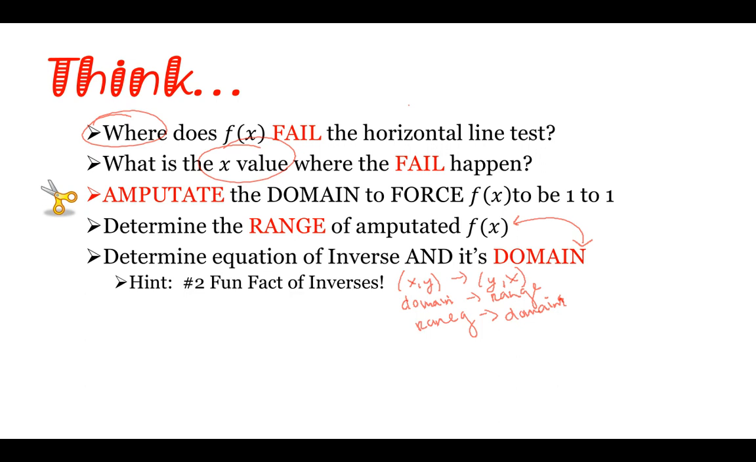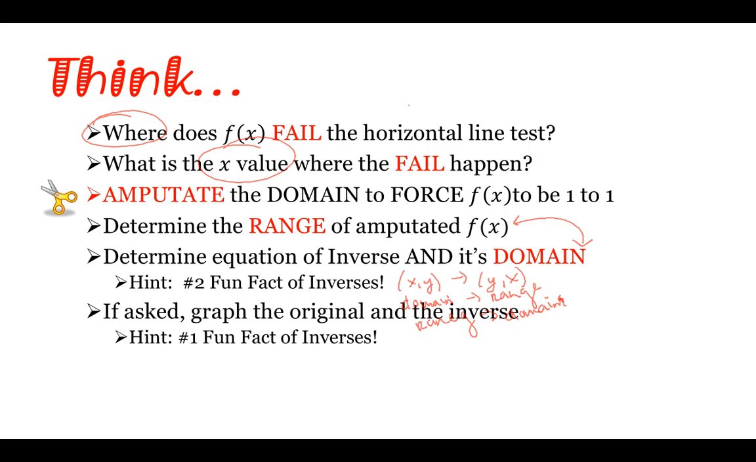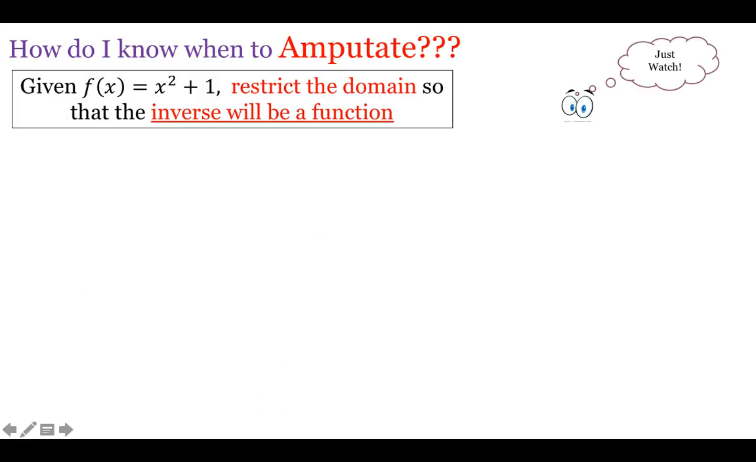We're going to change the domain and see what the resulting range is, because that resulting range is going to be our domain of the inverse. A little confusing, I know. If you're asked to graph the original and the inverse, they are reflections over the line y equals x. All right, so let's do our first example.